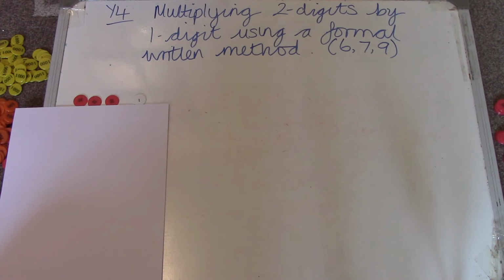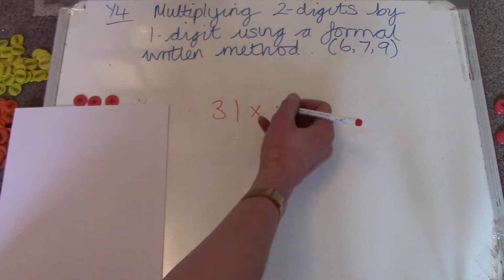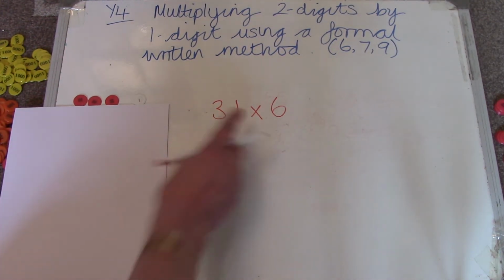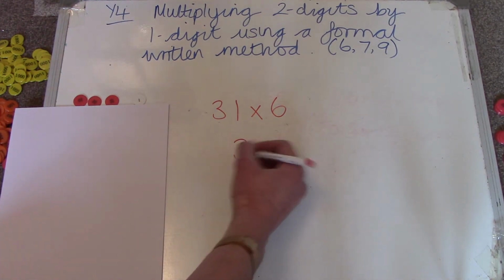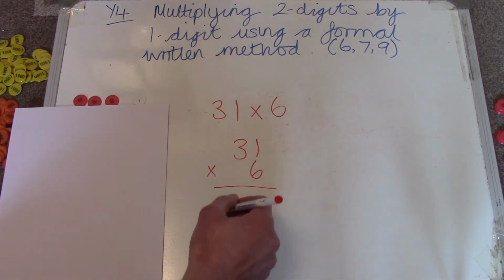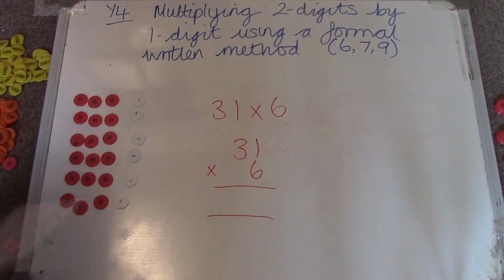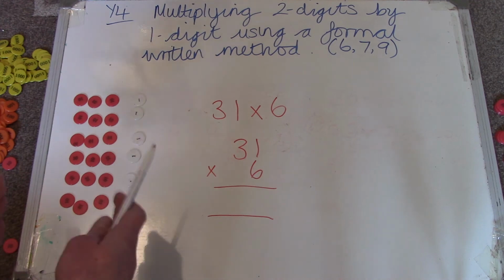We're going to do 31 multiplied by 6. We're going to use the formal written method to help us with this. So we set it out in our columns. We've got 31 multiplied by 6, hopefully looking very familiar to you from last year. Let's have a little look at what we've got here. Look, we've got our 31 and we've got it 6 times. That's what this problem is actually telling us, showing us this is what it looks like.